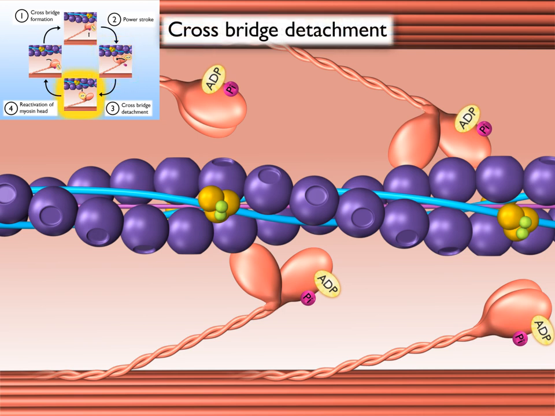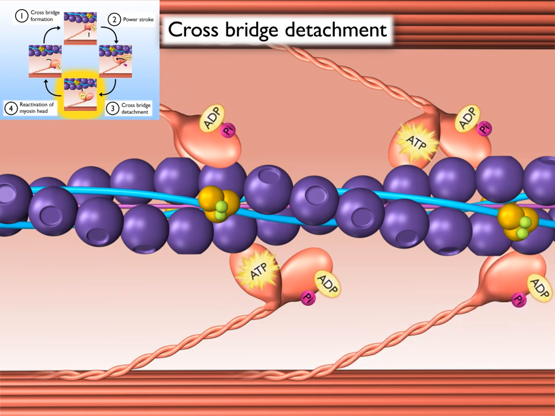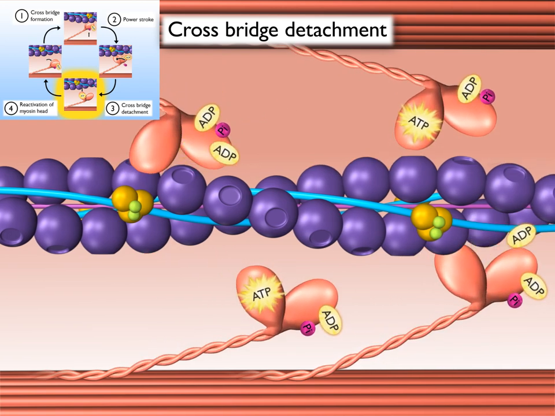Step 3 is cross-bridge detachment. Myosin remains attached to actin until an ATP molecule binds to the empty ATP binding site on the myosin head. This weakens the link between the myosin head and actin, and the myosin head detaches. The detached myosin head remains in its low-energy state.